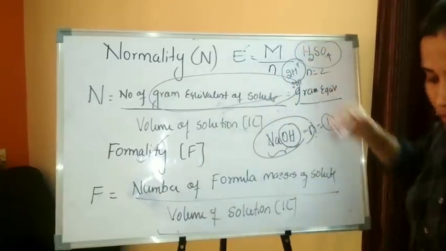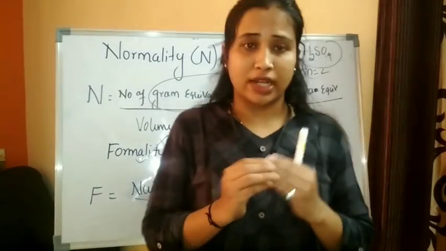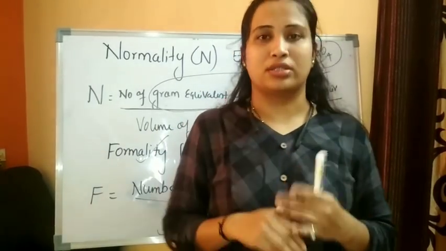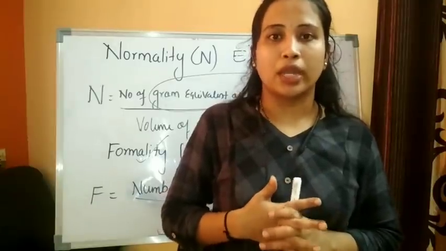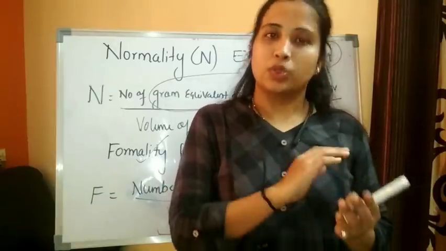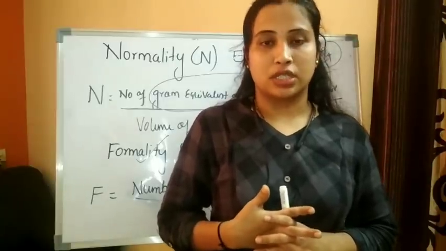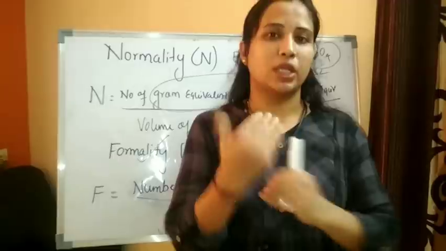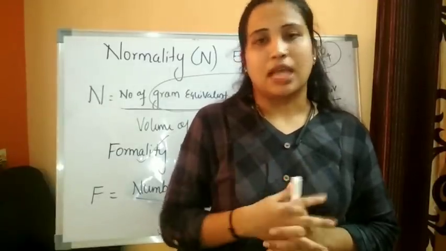When it comes to oxidizing and reducing agents, we are going to consider the number of electrons gained or lost. So this is a little bit of information regarding the equivalent weight. For more information, you can check the description box. So let us move to the next concentration terms, so that we can cover it very quickly. And I hope you are getting whatever I am explaining here.